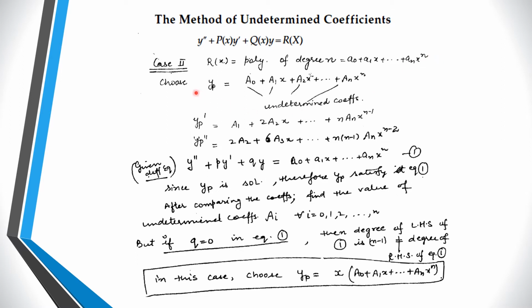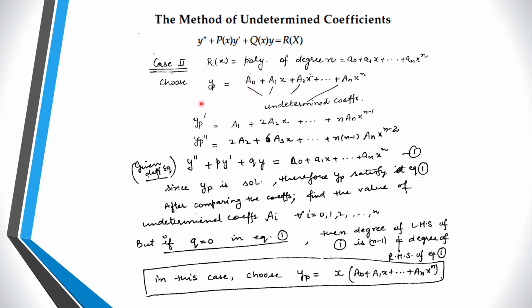Then in this case, if we want to find the particular solution of this differential equation, we have to choose yp to be a polynomial of the same degree with undetermined coefficients. So if R(x) has degree n, then we choose yp to be a polynomial of degree n with undetermined coefficients. Let it be A0 plus A1x and so on. Here these are capital A's, different from the small a's. We need to find the values of A0, A1, A2 up to An.